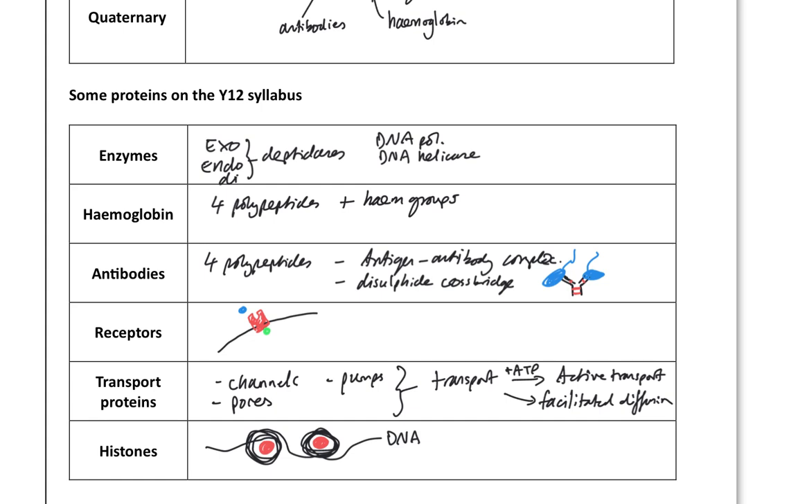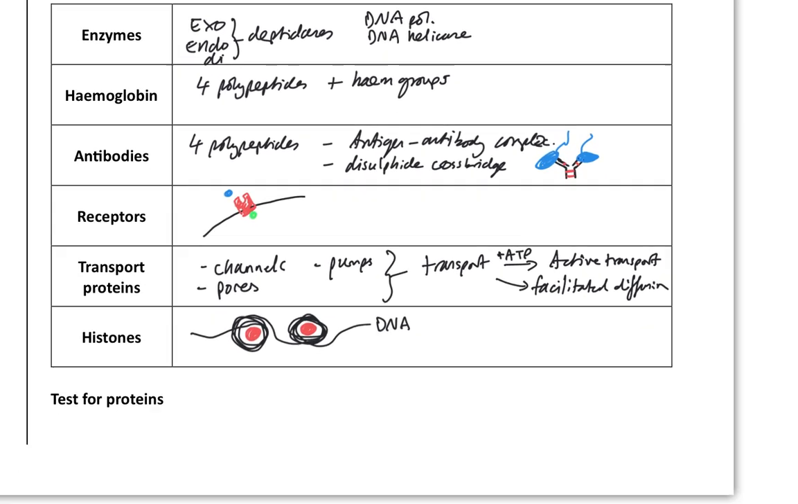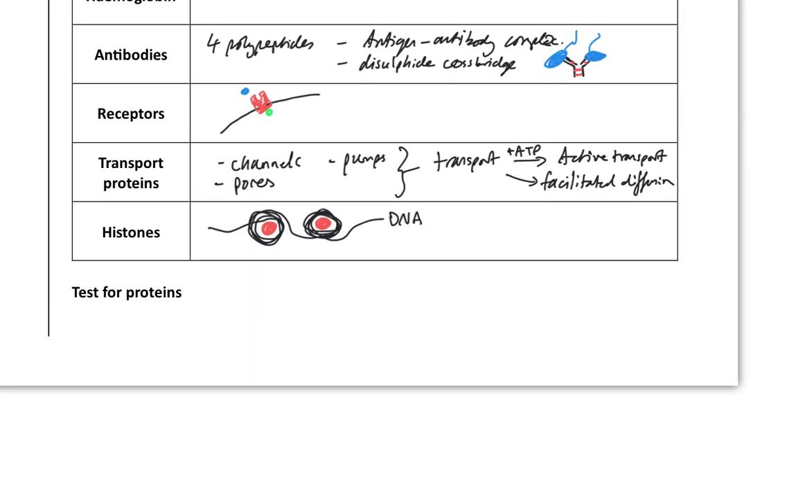So yeah, histones is a really interesting protein. It's how we control gene expression. I'll put that there. It's so important in controlling gene expression. Yeah, turning on and turning off genes.